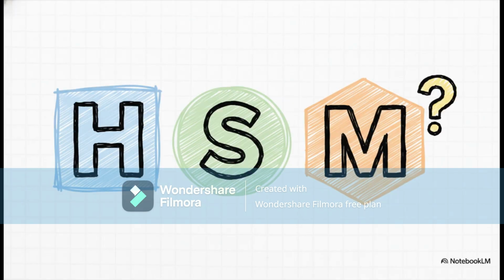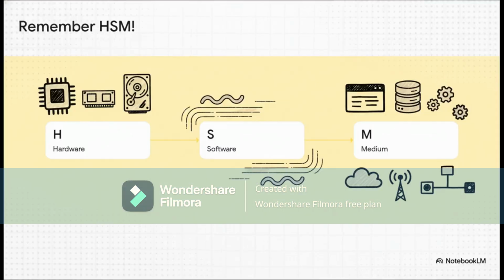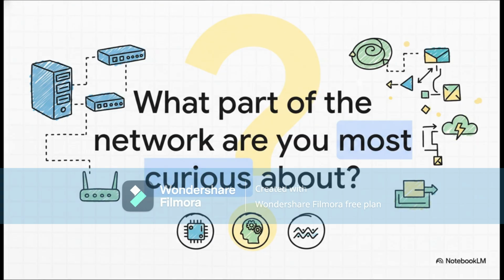And to make sure you never ever forget this for an exam, I've got a super simple memory trick for you. Just remember these 3 letters, HSM. So what does HSM stand for? It's simple, right? H for hardware, S for software, and M for medium. Remember, HSM, and you will always have the 3 core components of any network. Easy peasy. And there you have it, the 3 core components that build our entire digital world.